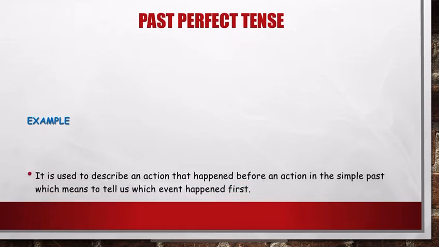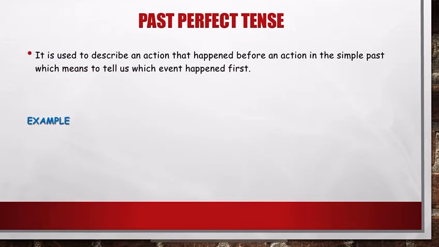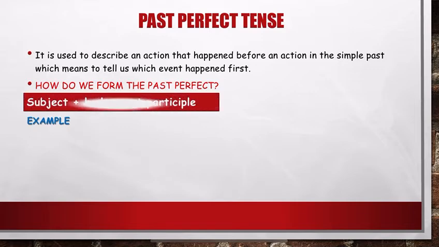Now, the past perfect tense is used to describe an action that happened before an action in the simple past, which means that it is used to describe which action happened first. Now, how do we form the past perfect? The past perfect is formed when we put had plus the past participle of the verb.